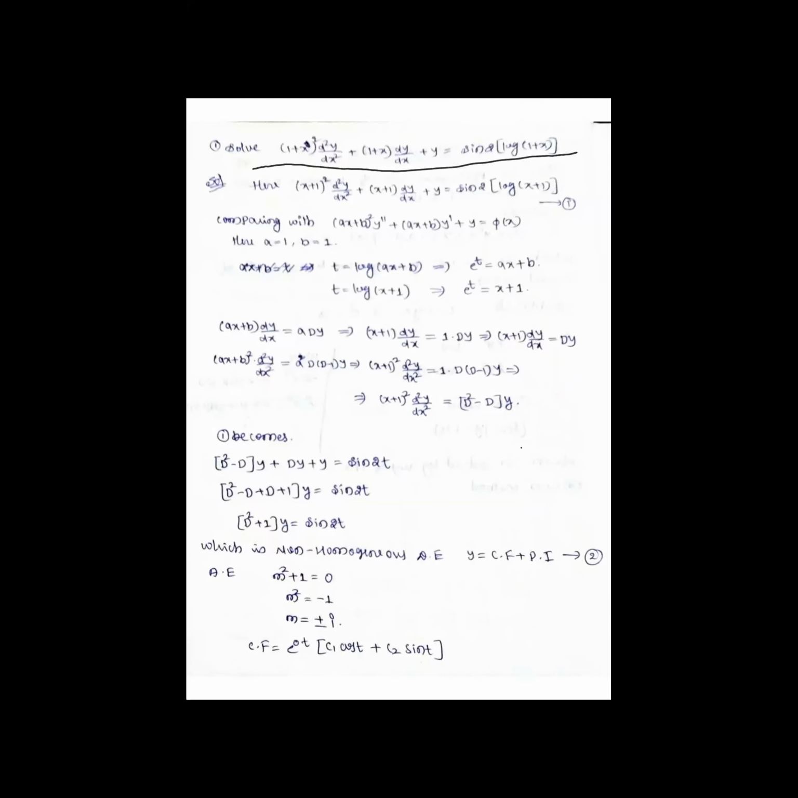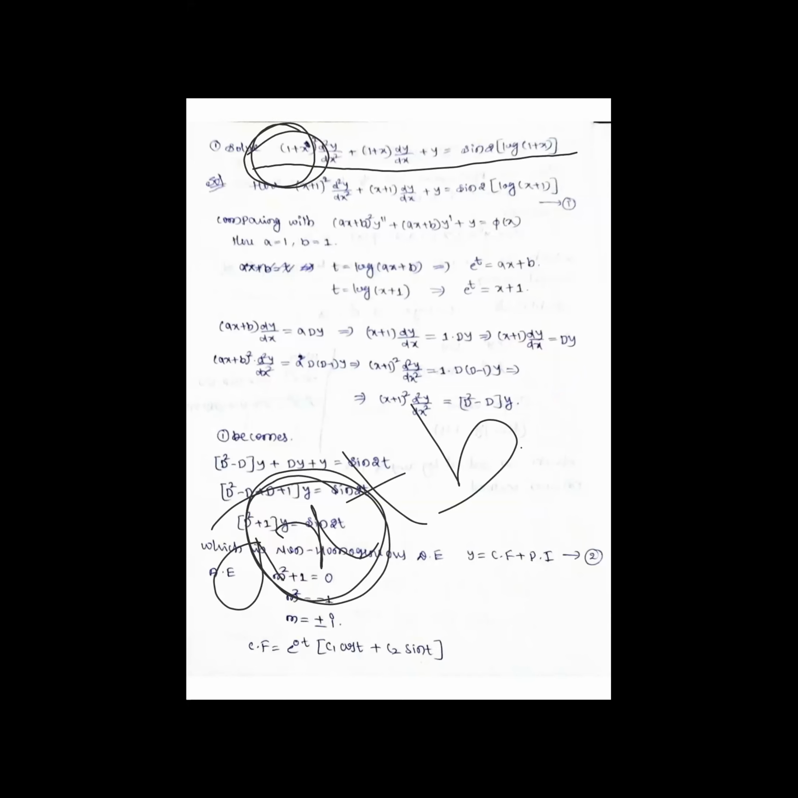See, solve this question. So here ax plus b is there. The x term should come first, and 1 plus x is there here, so I'll write the x term first. So (x plus 1) the square d square y by dx square, next (x plus 1) dy by dx plus y is equal to sine of 2 log of (x plus 1). Here compare the things. Here a means 1, b means 1. So I have to take a equal to 1, b is equal to 1.